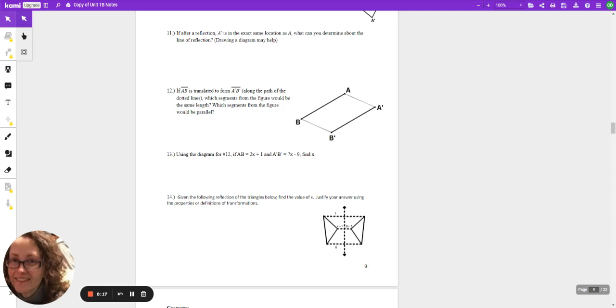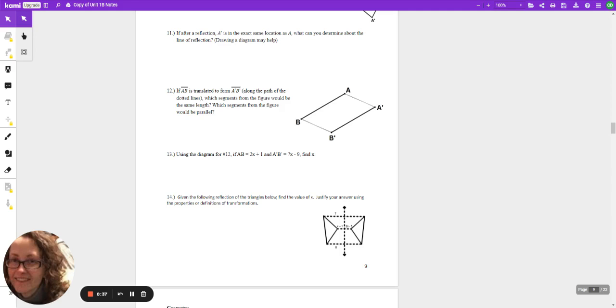So I want to take a look at question number 12 first. If AB is translated to form A prime B prime along the path of the dotted lines, which segments from the figure would be the same length and which would be parallel?